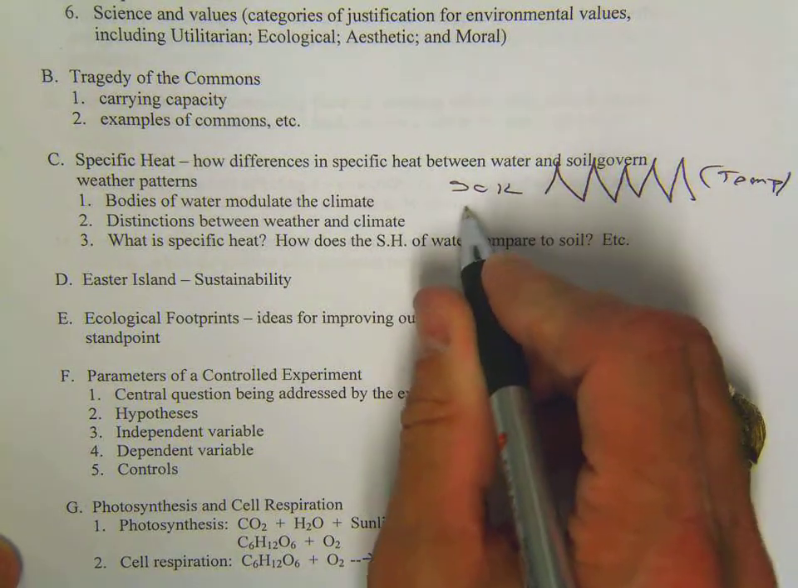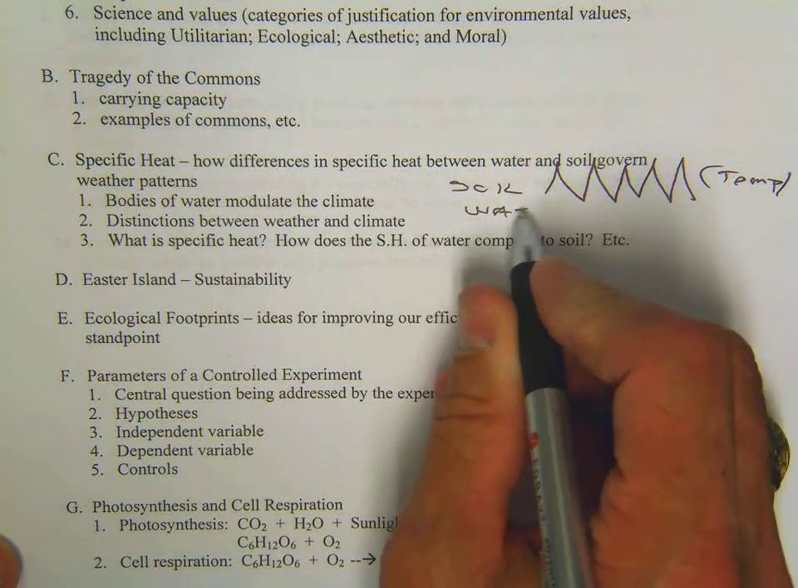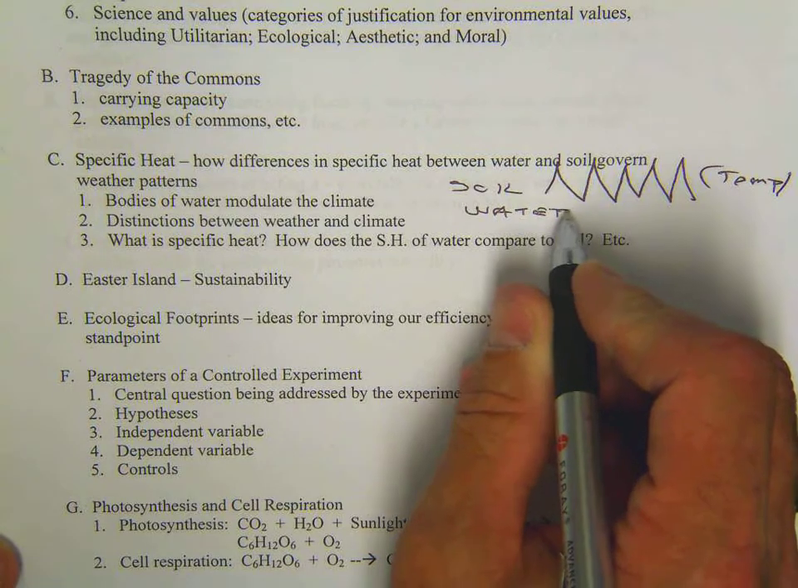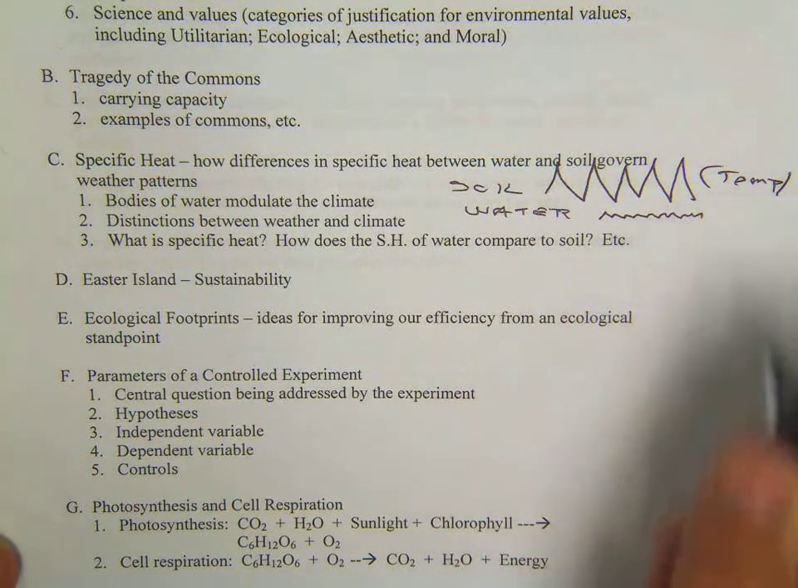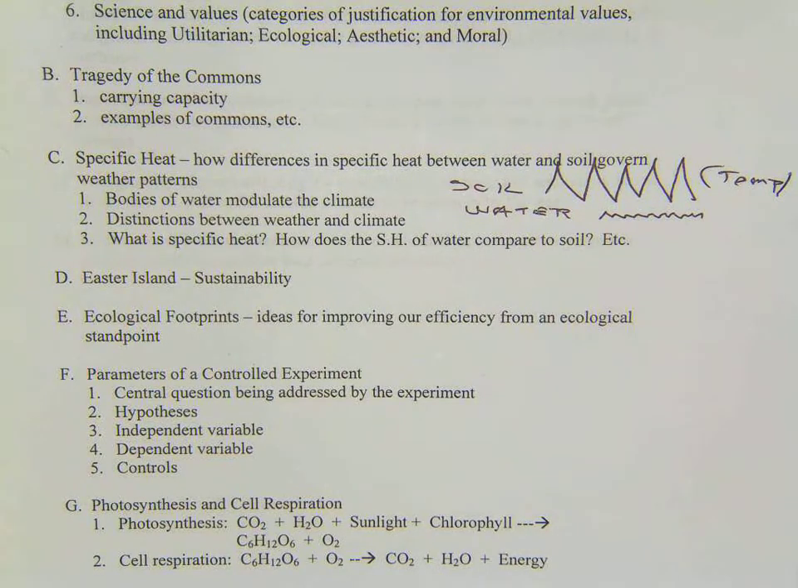Whereas if I have water nearby, water has a tendency to level out those highs and those lows. So it's a terrific modulator of climate. You should know why that's the case. You should know about the local weather patterns.